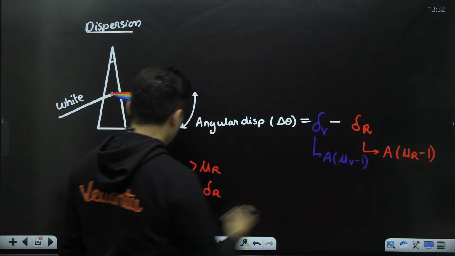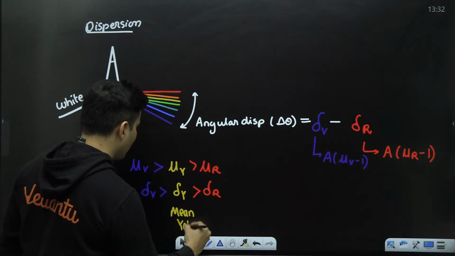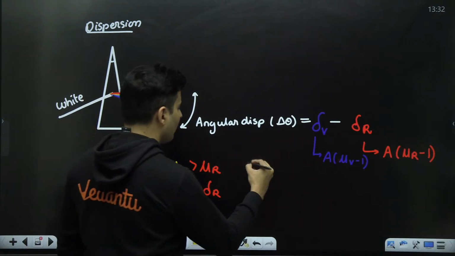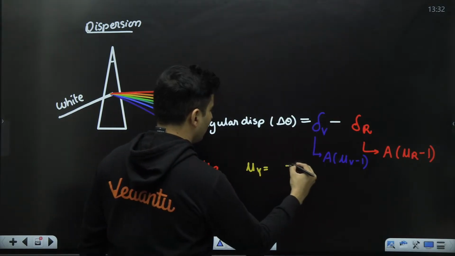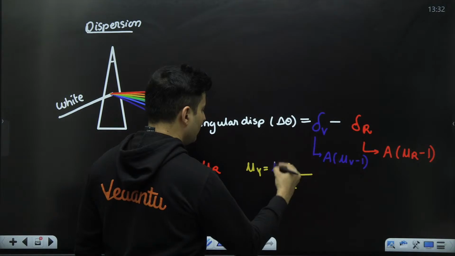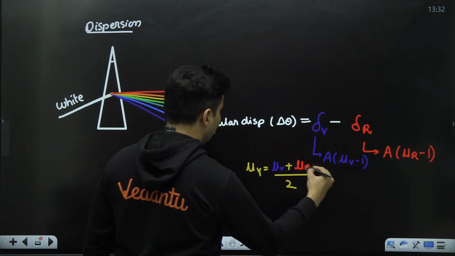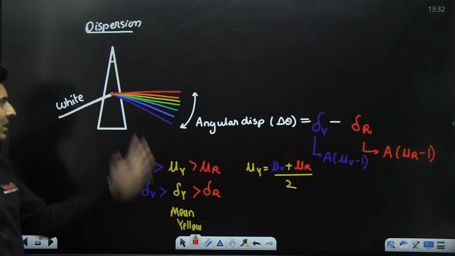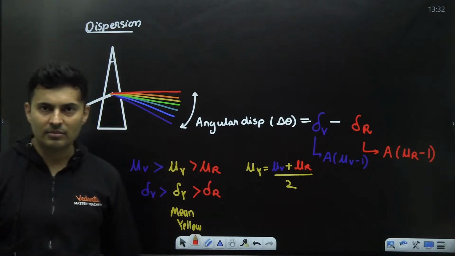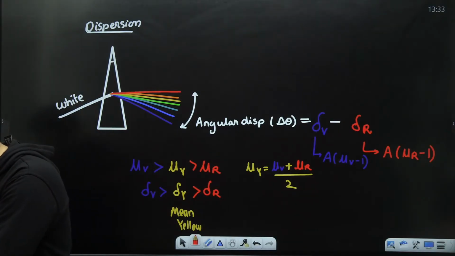Not just that, this being the mean color, yellow, mean is always yellow color. The refractive index of the yellow color is actually the average of the two extreme colors, meaning the violet color and the red color. So this is actually the average. This is something which you should again be aware of. Okay, clear?